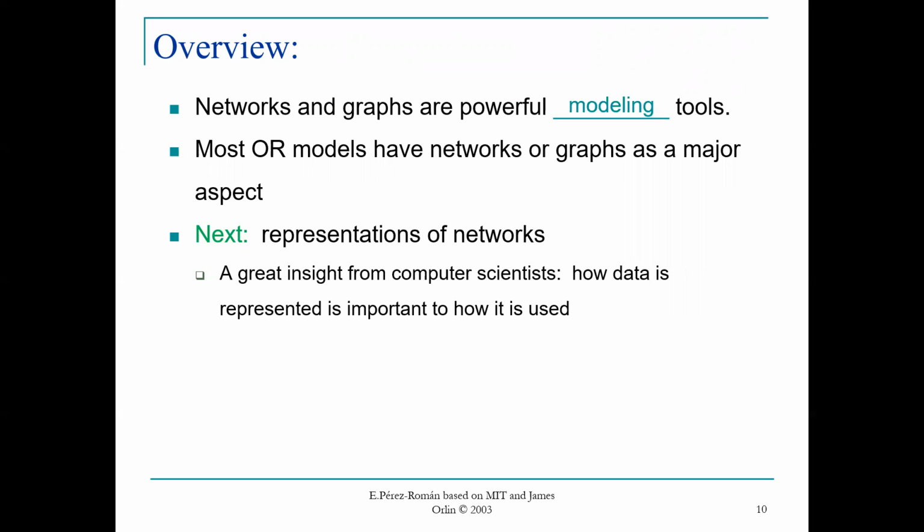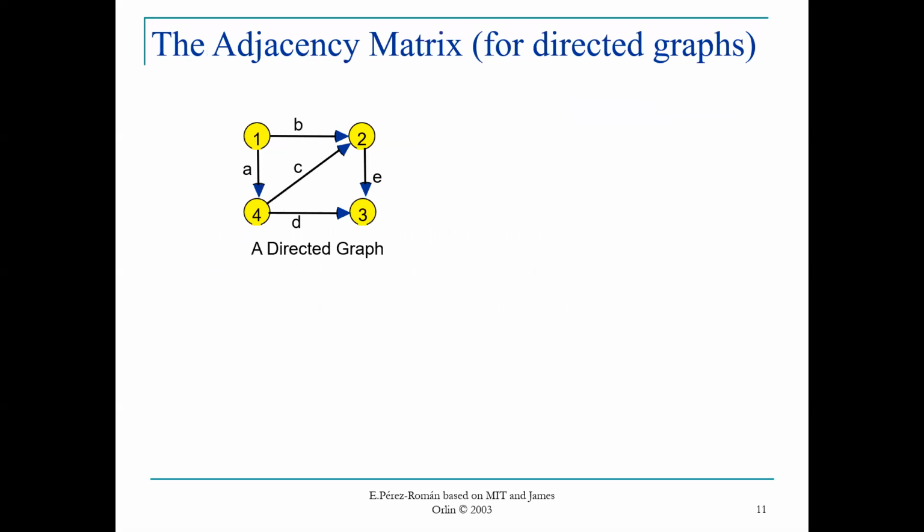So next, we're going to discuss the representation of networks, a great insight from computer scientists. How data is represented is important to how it is used. So we're going to discuss different ways of storing the same data, but each way of representing the data will have advantages and disadvantages based on computational complexity and what you want to achieve in terms of solution methods. So the first thing that we want to discuss is what is called the adjacency matrix for directed graphs.